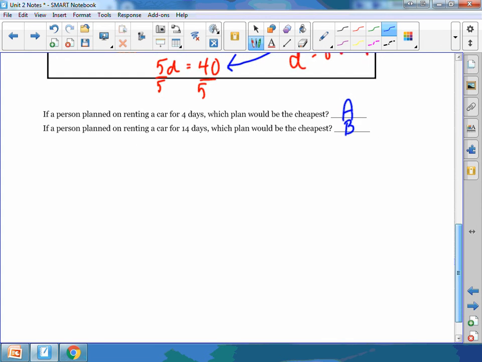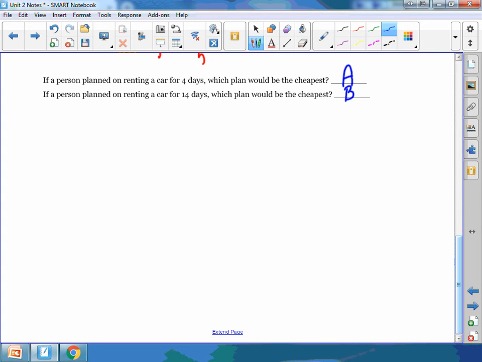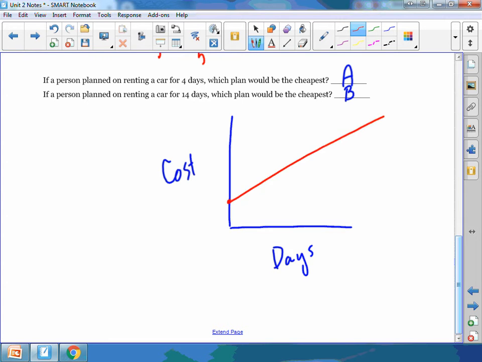Let me show you something here graphically. And no, you don't have to worry about graphing this yet, but we will eventually. If I were graphing this, and I was graphing the number of days rented the car and the cost, plan A might look something like this. It starts off at $80 and it progresses up in a linear fashion. Plan B starts off a little bit higher. Actually, I'm going to do green. What's going to happen with plan B? Is it going to run parallel with A?